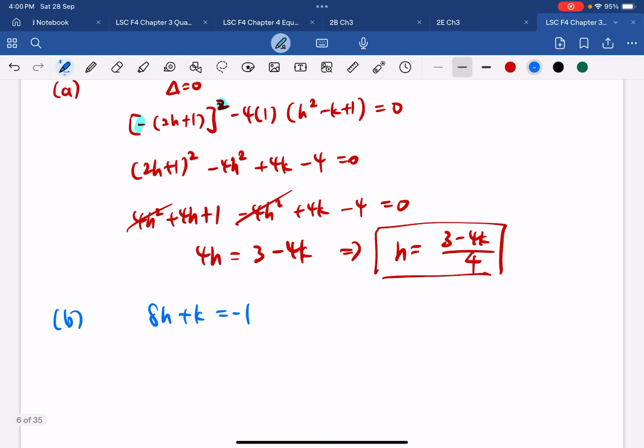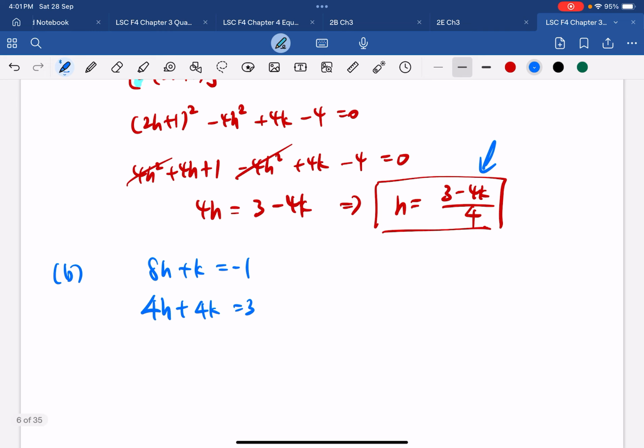And since h equals (3 minus 4k) divided by 4, which means that 4h plus 4k equals 3. So you just solve this simultaneous equation, and when you press the program, it will give you h equals -1/4 and k equals 1. So let me reinforce this first.